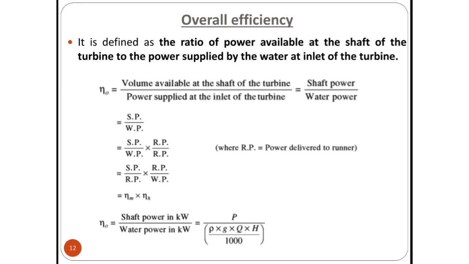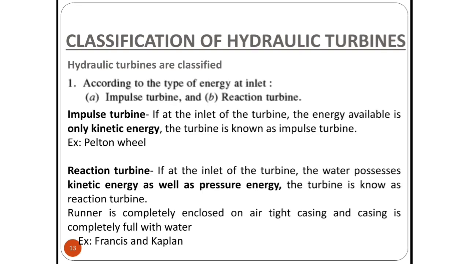In another way, we can write eta naught is equal to shaft power divided by water power. Shaft power we usually write as capital P, and water power is rho g Q H divided by 1000, so both will be in kilowatts. These are the different efficiencies we should know while we deal with turbines.